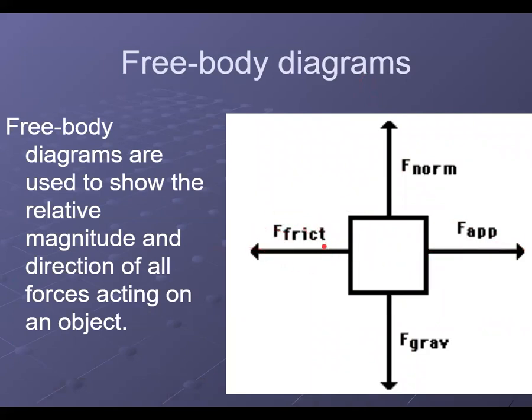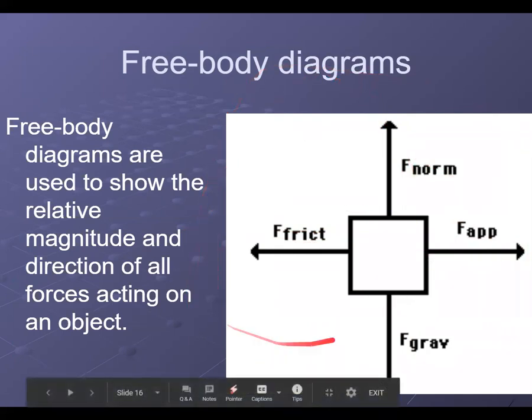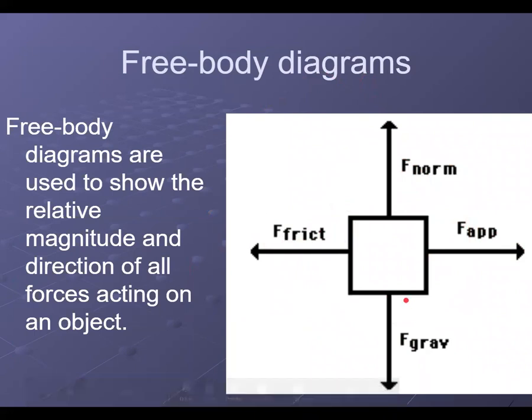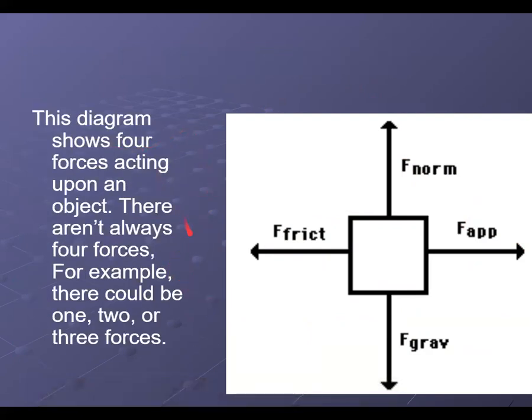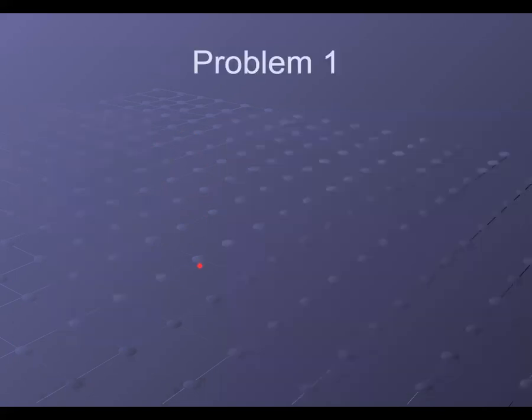This is not the best example. This should probably be right about here, because that would show that this book, or this object, is being pushed in that direction. Right now from this diagram, I can see all the arrows are about equal size, which means all the forces are balanced. So this object's actually not going to be accelerating. Remember, it doesn't mean it's not moving. It just means it's not accelerating. That's another hard thing to think about. So again, this diagram shows 4 forces acting upon the object. There aren't always 4 forces. There could be 1, 2 or 3, but this is an example of what we can see.